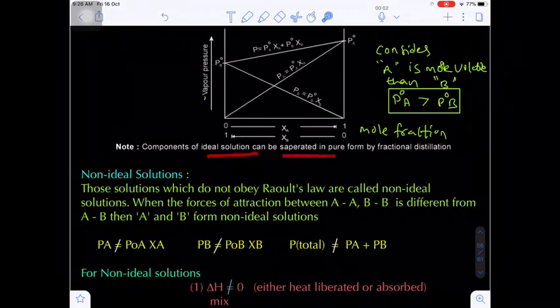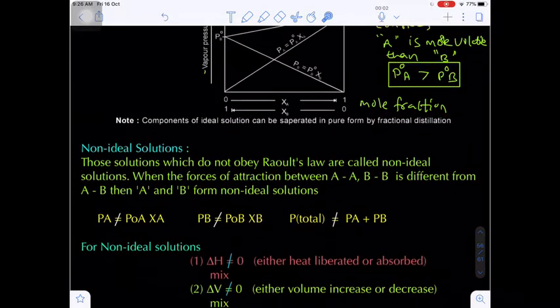Now the components of an ideal solution can be separated in the pure form by fractional distillation. So what is fractional distillation? We will discuss it in the next class. Okay.